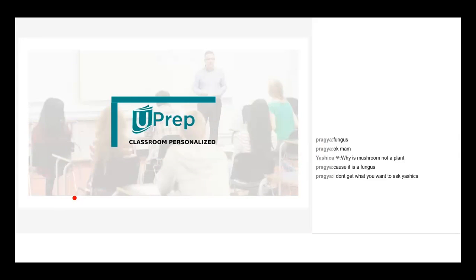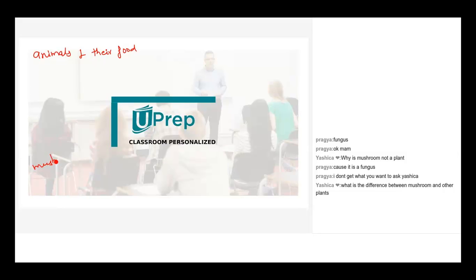Animals and their food. What is the difference between mushroom and other plants? First and foremost, have you ever seen any green color mushroom? No. Why? Because they do not have chlorophyll. Right? So that is the first reason why they are not plants.